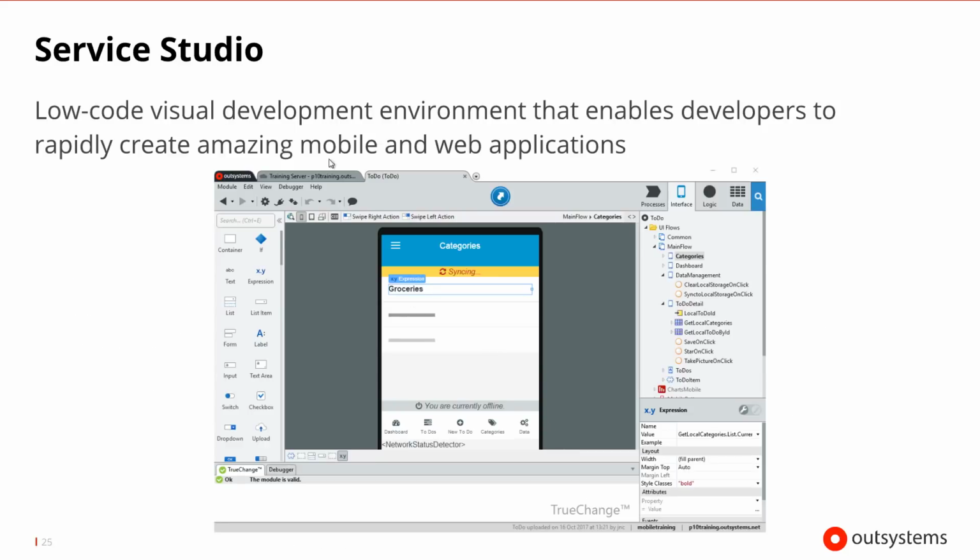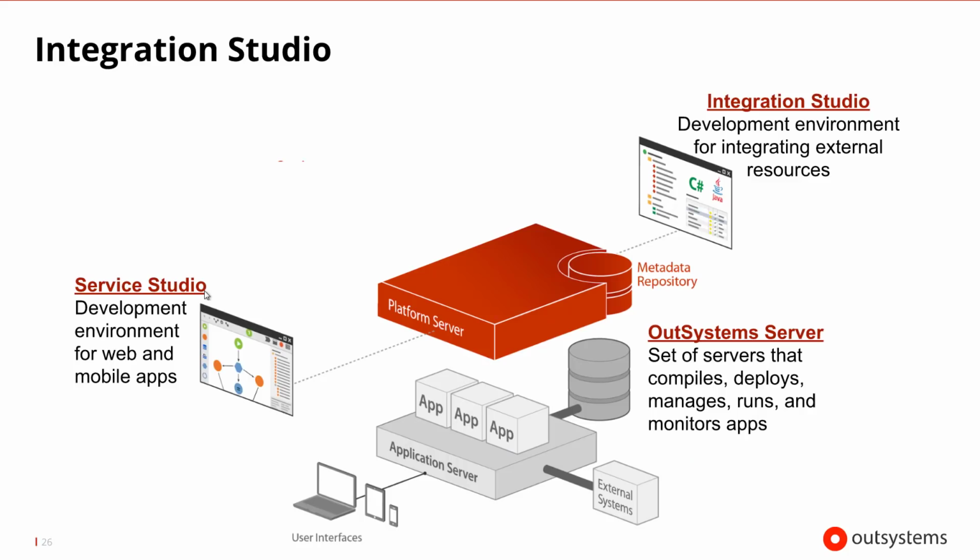Service Studio acts as a low-code visual development environment to help us rapidly create great mobile and web applications. And as you can see, it may look a little familiar or similar to things that you use like Visual Studio or Eclipse. Now, besides Service Studio, where we build the web and mobile apps, we also have Integration Studio, which is the development environment for integrating the external resources into the OutSystems platform.